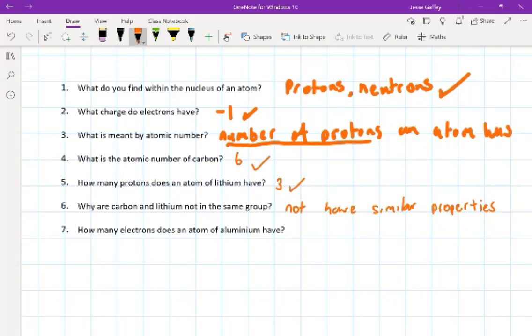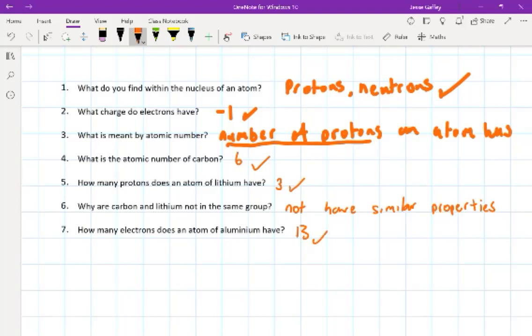How many electrons does an atom of aluminium have? Well, we know that an atom has to have the same number of protons and electrons. So to work out the number of protons of aluminium, I would look at its atomic number, which is 13. So aluminium would have 13 protons. If it has 13 protons, it should have 13 electrons. So well done if you got that right.